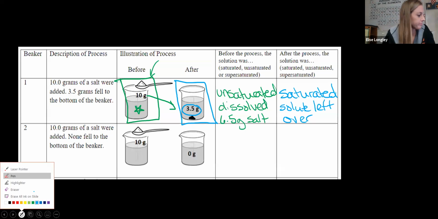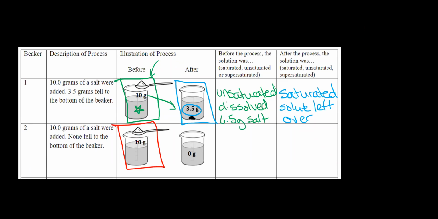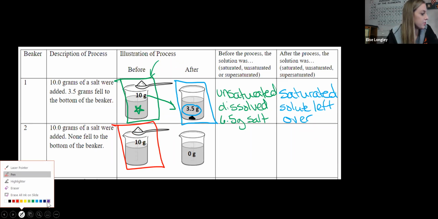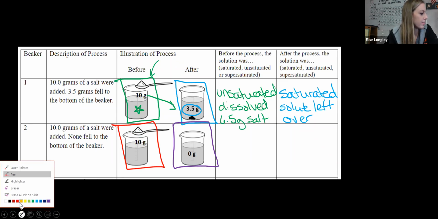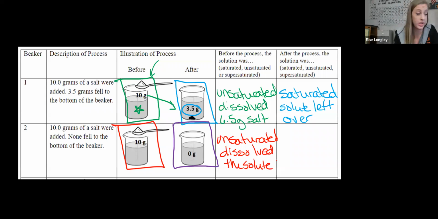All right, same thing for this next one. Audrey, you're up. In the beginning, there's 10 grams of salt above the beaker, not added yet. After I add it in, there's no salt left over. So what type of solution did I start with? Unsaturated. Yes, how did you know? Because there's nothing in it. Yeah, so it had to have dissolved, right? It dissolved the solute. So that means that there had to be open rooms at the beginning. Therefore, it had to be unsaturated to start with.